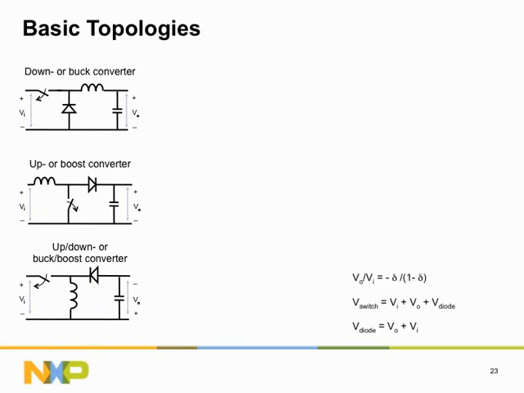The relation between the input voltage VI and the output voltage VO is given in the first equation. The output voltage is equal to minus delta times the input voltage divided by 1 minus delta. When delta is exactly 1/2, the output voltage is equal to the input voltage, apart from a sign change. When delta is below 1/2, the output voltage is lower than the input voltage. And when delta is above 1/2, the output voltage is higher than the input voltage.